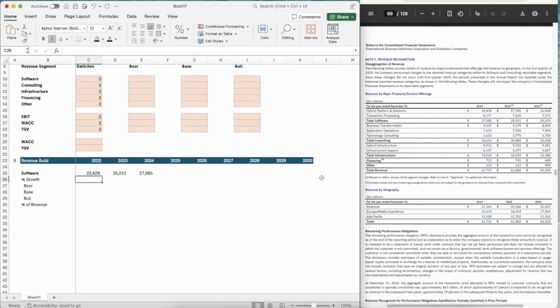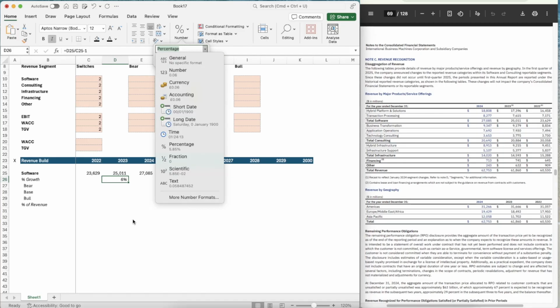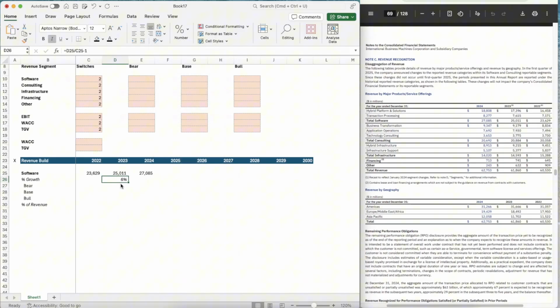To calculate the growth rate each year, we go equals, take the year that we're in, divided by the previous year, -1. And so, as you can see, that's a 6% growth. Copy it, copy it across. There we have it.